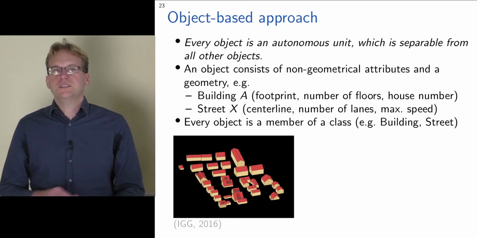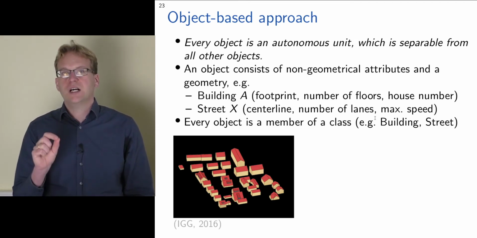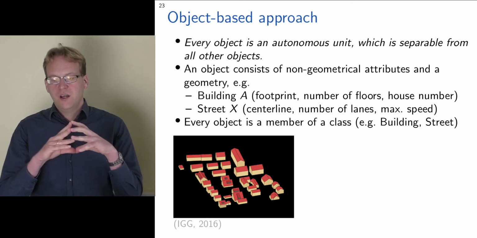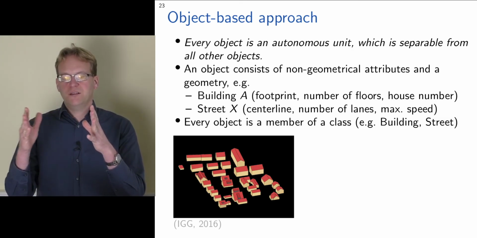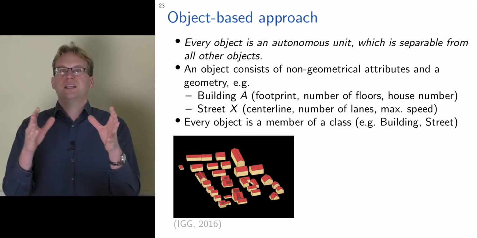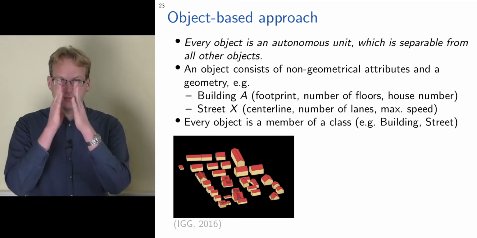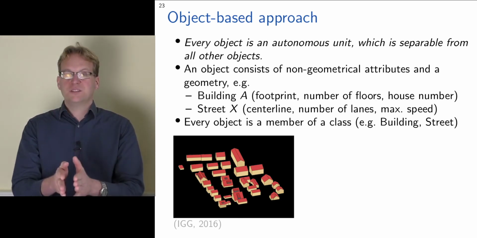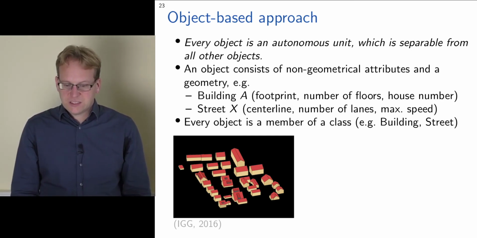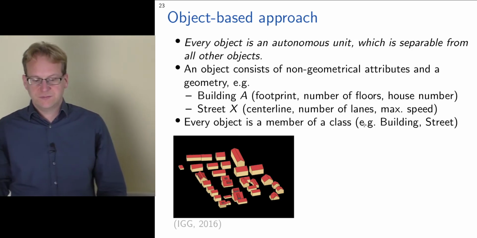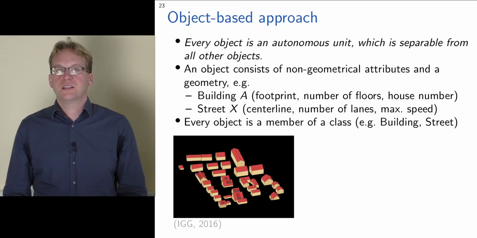And according to this object-based approach, we say that, first of all, every object is somehow an autonomous unit, and this is somehow separable from other objects. So we can say this is a building, and next to it is another building. And we can draw the line and say, okay, these two objects are separated from each other. An object consists of non-geometrical attributes and its geometry.